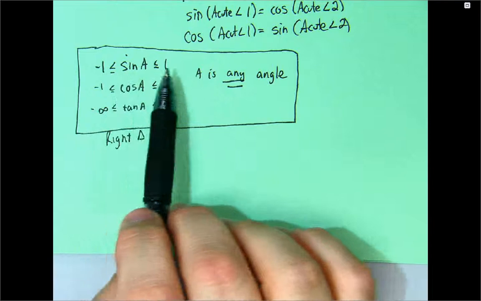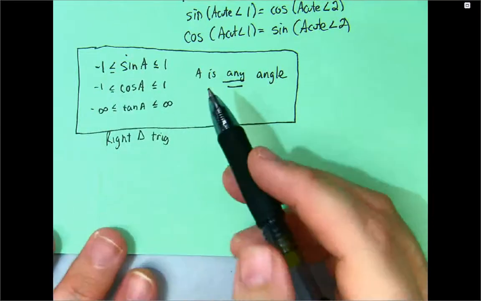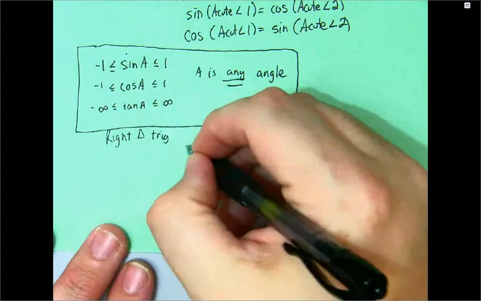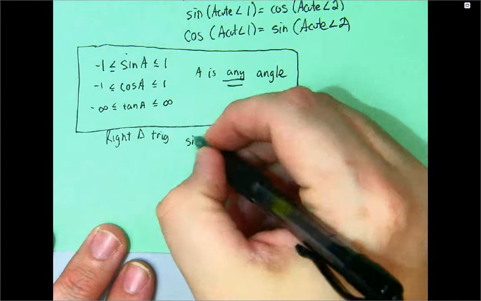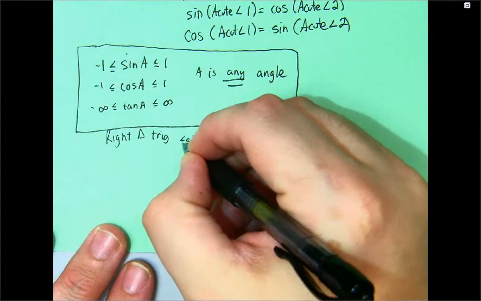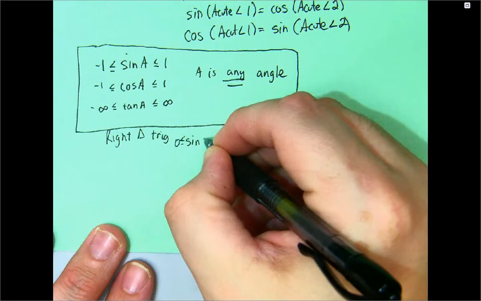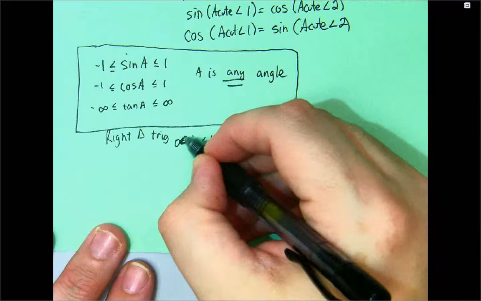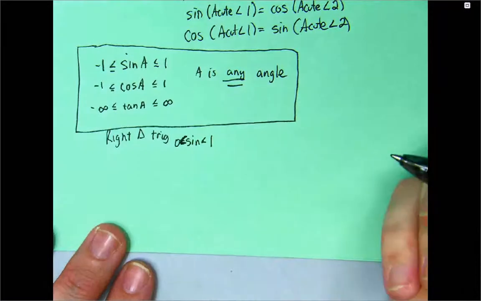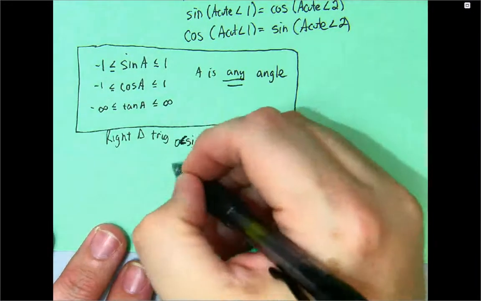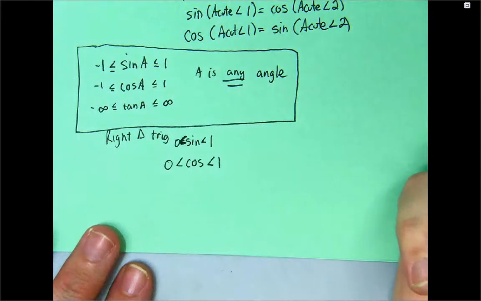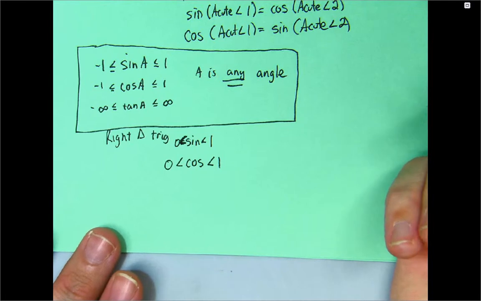For right triangle trig, when we're just dealing in right triangles, the sine value is going to be between 0 and 1. It's never going to be 0. So I'll say 0 is less than the sine, which is less than 1. And the cosine is the same thing. So it's going to be between 0 and 1. We don't do the negatives because we're not going in the negative direction. We're keeping everything positive.